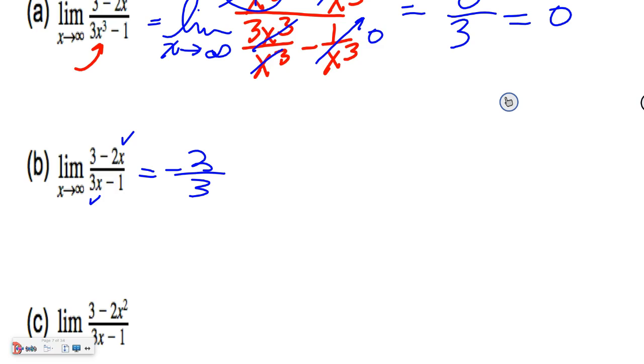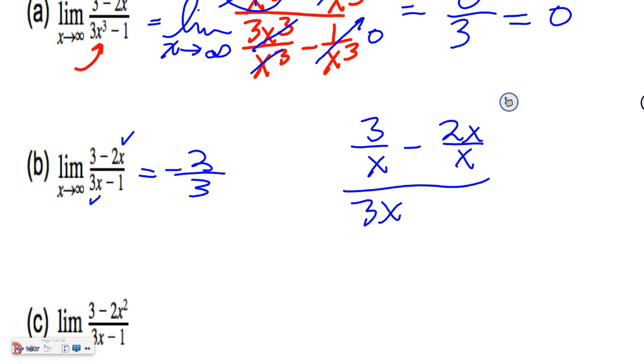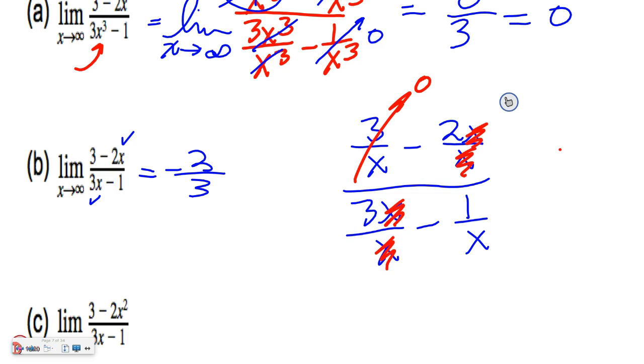What's the highest power you see over here? X to the first. So I'm going to divide 3 by x to the first, 2x by x to the first, 3x by x to the first, 1 by x to the first. I'm going to cancel off these x's, these x's, these x's, these x's. What's this going to go to? 0. That's going to leave me 0 minus 2 on the top. What's this going to go to? 0. Just going to give me 3 on the bottom. Do you see it working out? Don't do it like that ever.